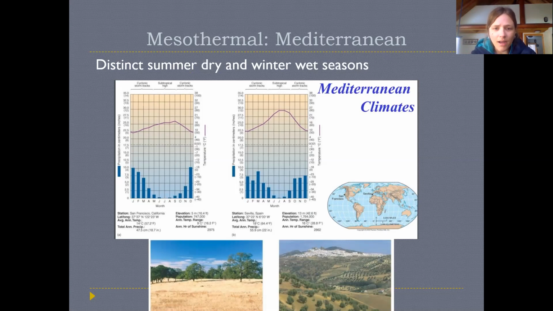And in the bottom, we can see photographs of outside the San Francisco Bay Area. So that's a kind of open area that we're familiar with. And then on the right, that is a picture that looks like it could be part of California, kind of a California foothills or coast range area. But in fact, that's a picture of Spain, outside Sevilla, Spain. So those two pictures correlate with the two graphs on top, and they look very similar in part because they have very similar Mediterranean type climates.